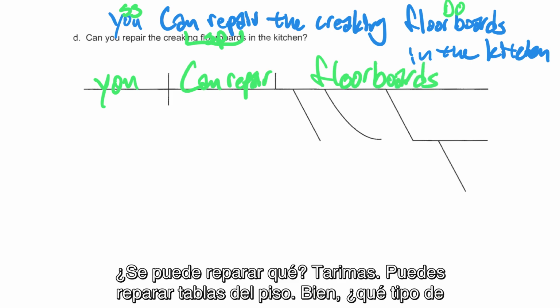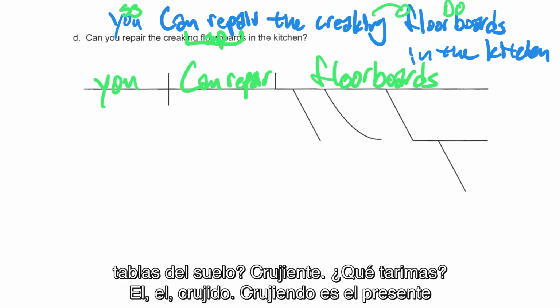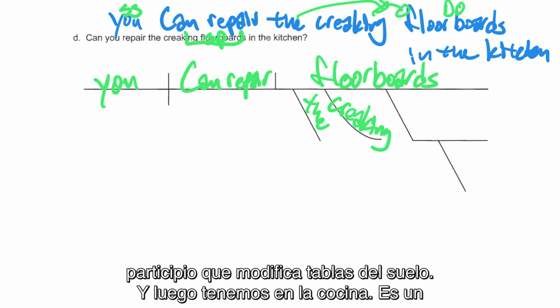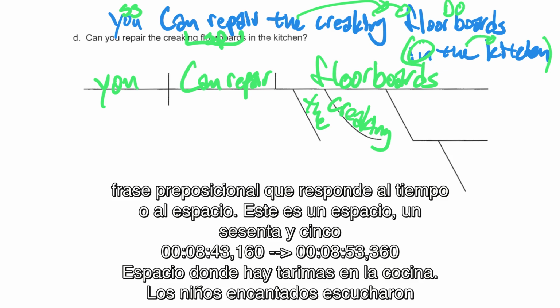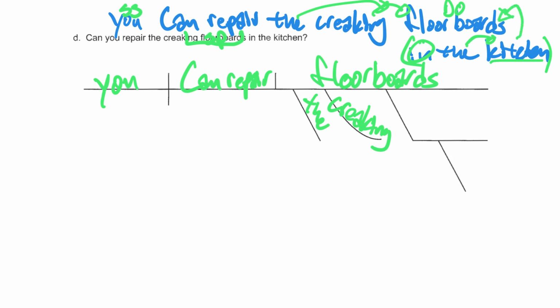Okay, what kind of floorboards? Creaking. Which floorboards? The. Creaking is the present participle that modifies floorboards. And then we have in the kitchen. It's a prepositional phrase that's answering either time or space. This is a space where there are floorboards in the kitchen.